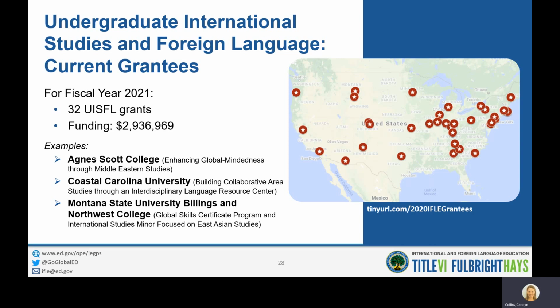So this is another program where clicking around that Google map is a really good way to learn about the program, because you'll see the variety of types of projects that are funded. UISFL grants can help fund building new study abroad programs, but they can also help fund building out new area studies programs on campus, or adding an international component to existing programs. For instance, adding a short study abroad program at a nursing school, or something similar to that. So the map is a really great way to learn about that, and you can go there through this tiny URL listed on the slide.